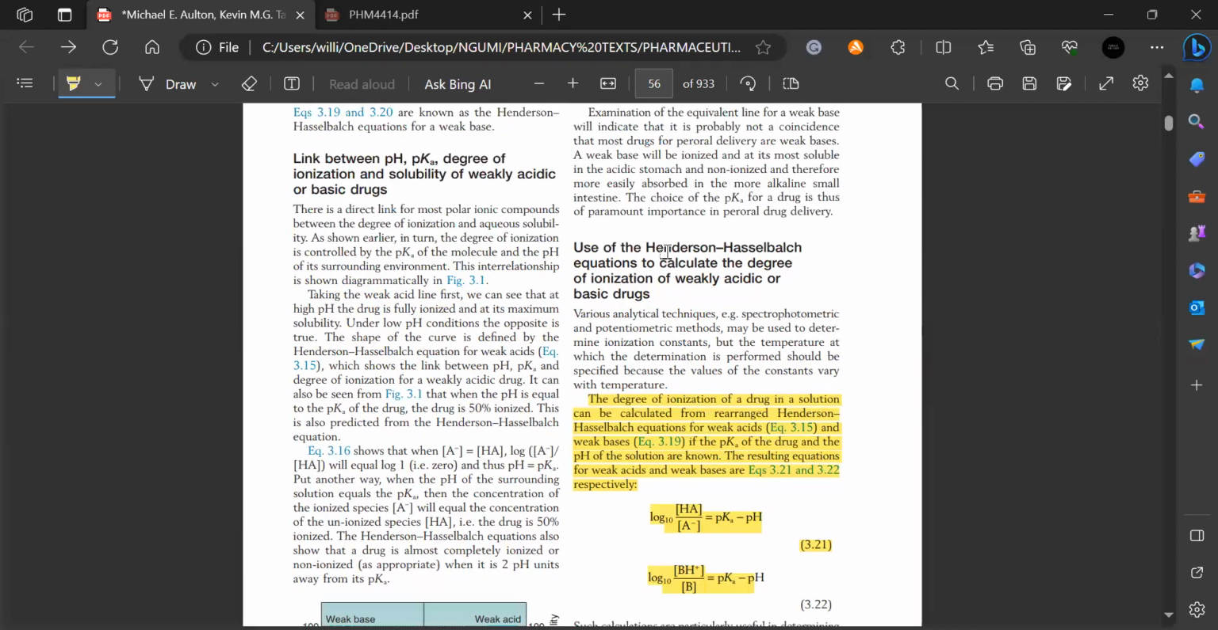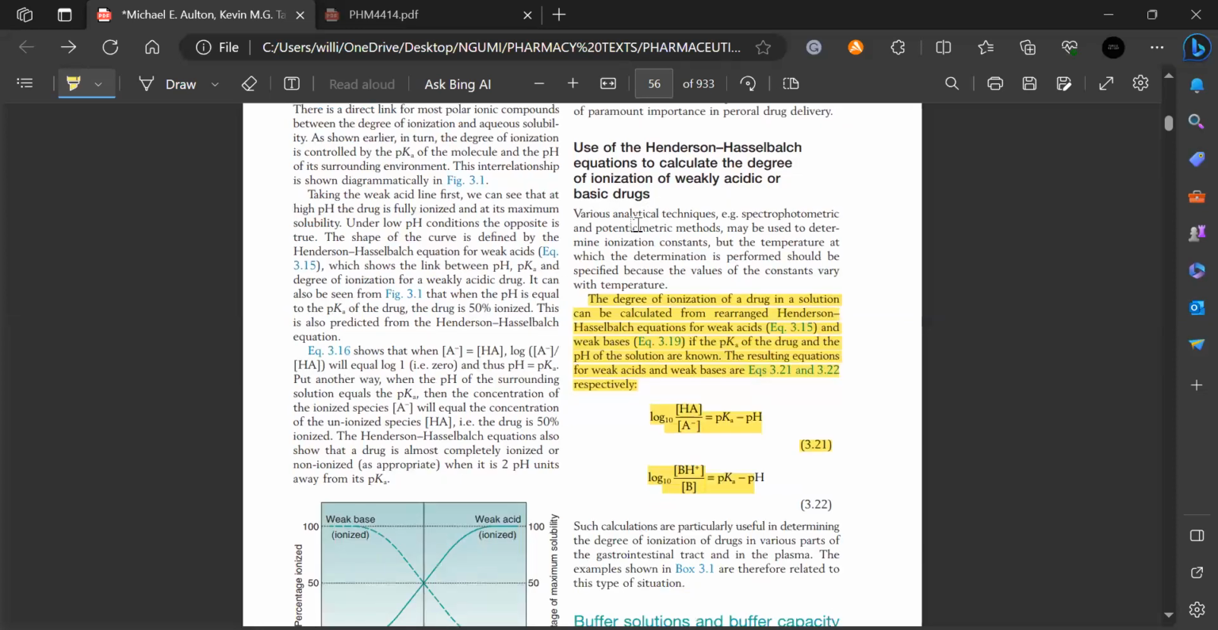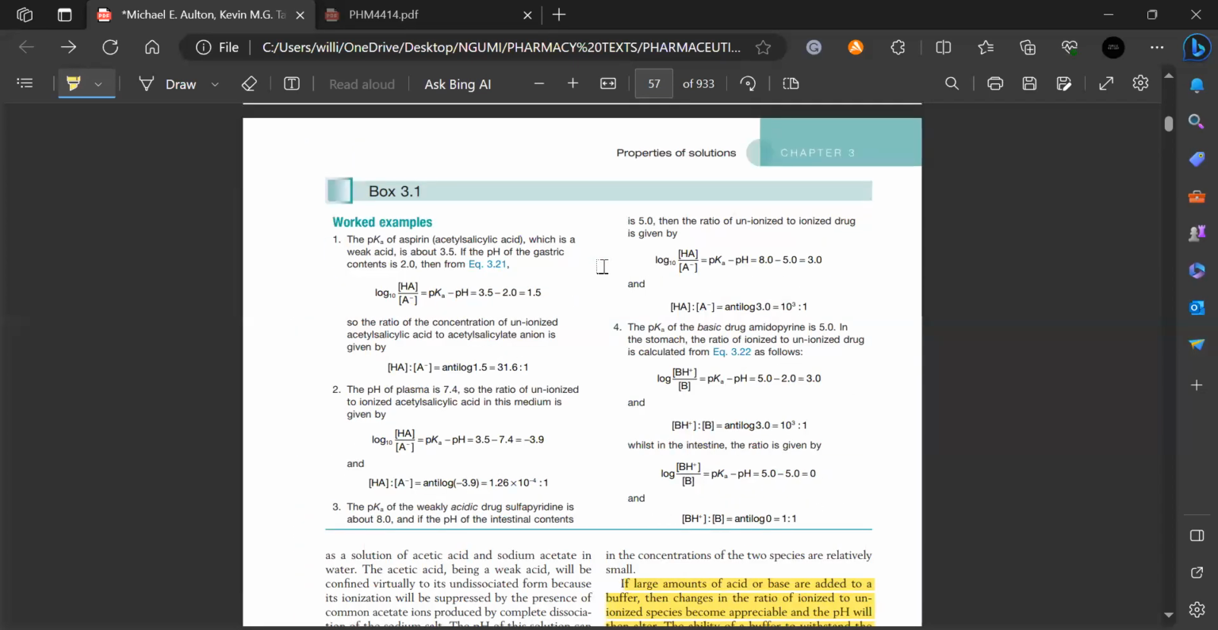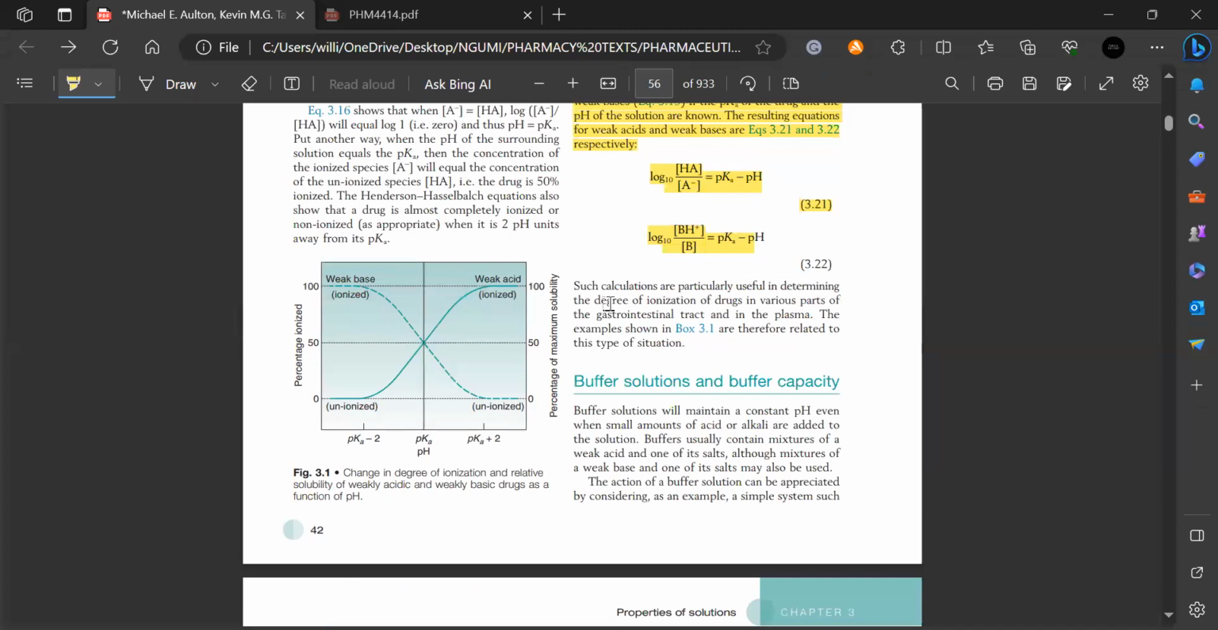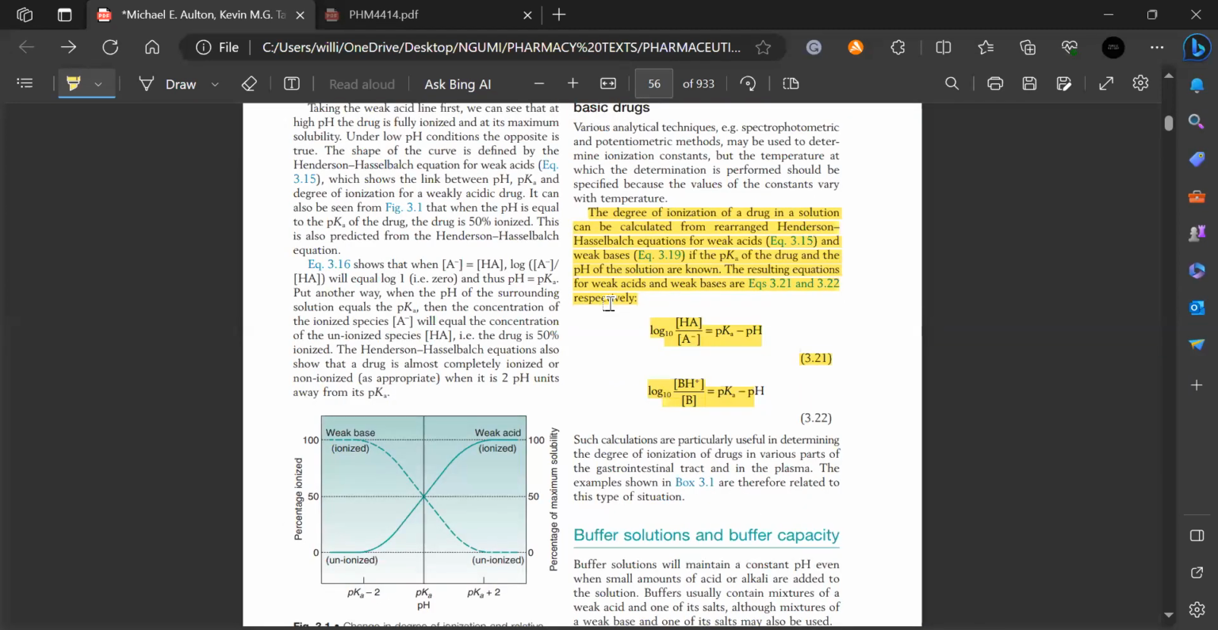So let me go to the use of the Henderson-Hasselbalch equations to calculate the degree of ionization of weak acids or weak bases. I think there are some questions here, so we'll look at them in a few. The degree of ionization of a drug in a solution can be calculated from the rearranged Henderson-Hasselbalch equation for weak acids and weak bases, if the pKa of the drug and the pH of the solution are known. The resulting equations for weak acids and weak bases are as written down respectively.